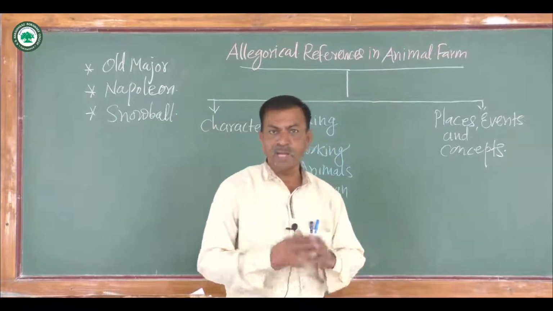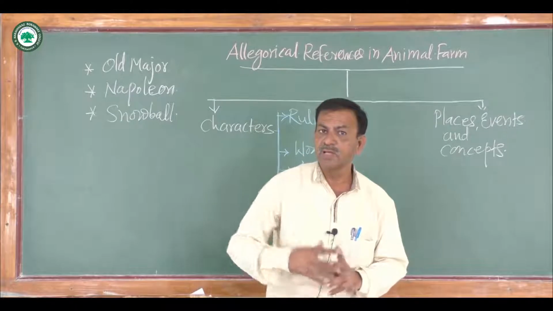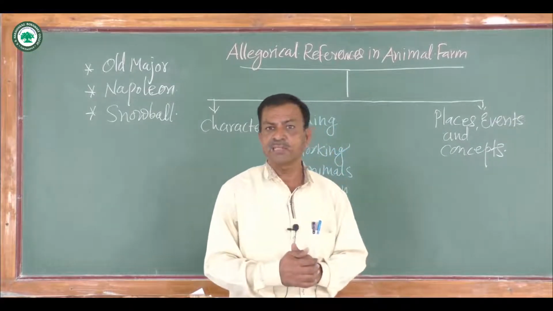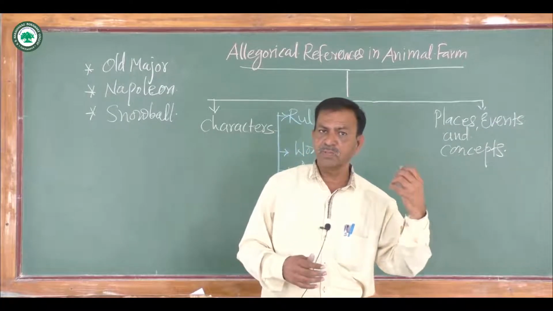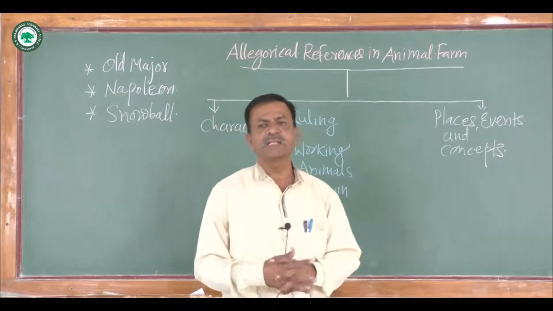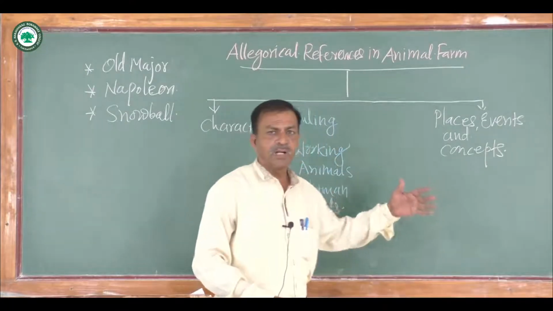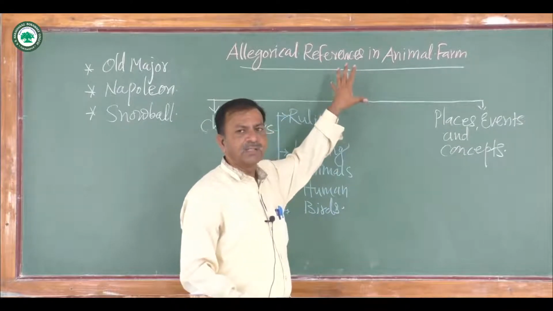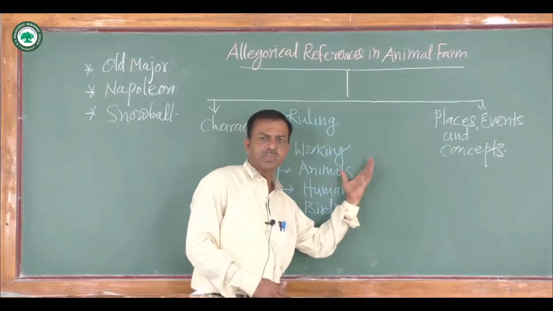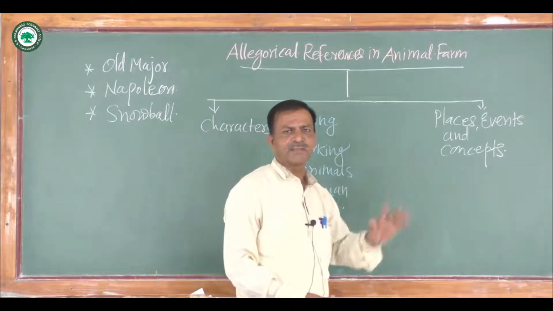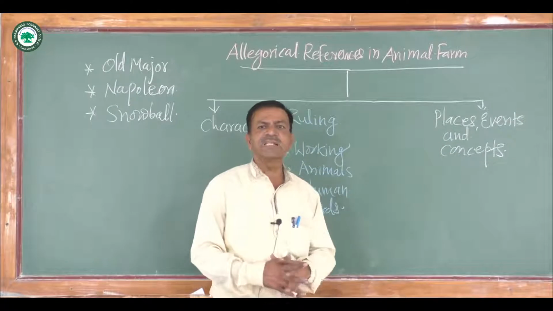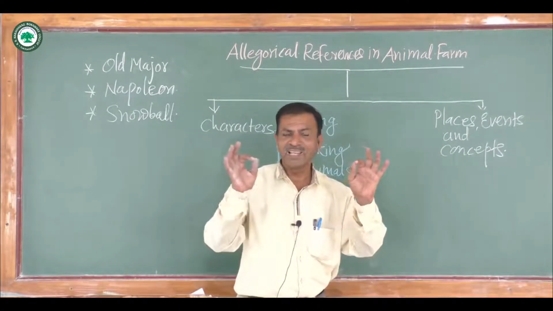So before studying this novel Animal Farm, being special English students, you must be familiar with the Russian Revolution. That means when it was fought, why the revolution took place, who were the major contributors in the revolution, what different actions took place at the time of revolution, etc. Now, as the title suggests, what are the allegorical references in Animal Farm? In this video, you will study this topic under 2 heads: the characters in the novel, and the events, places and concepts described in the novel, which are purely allegorical.